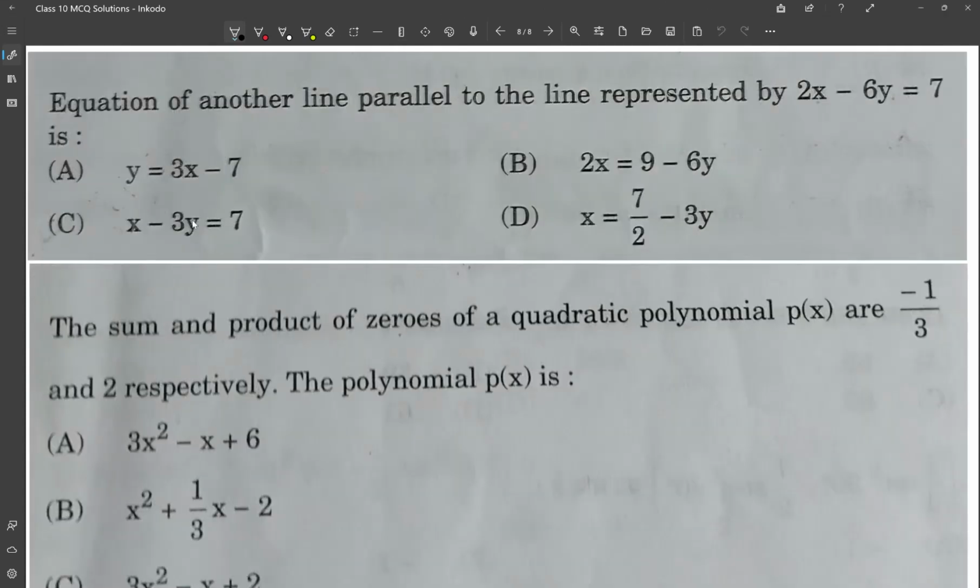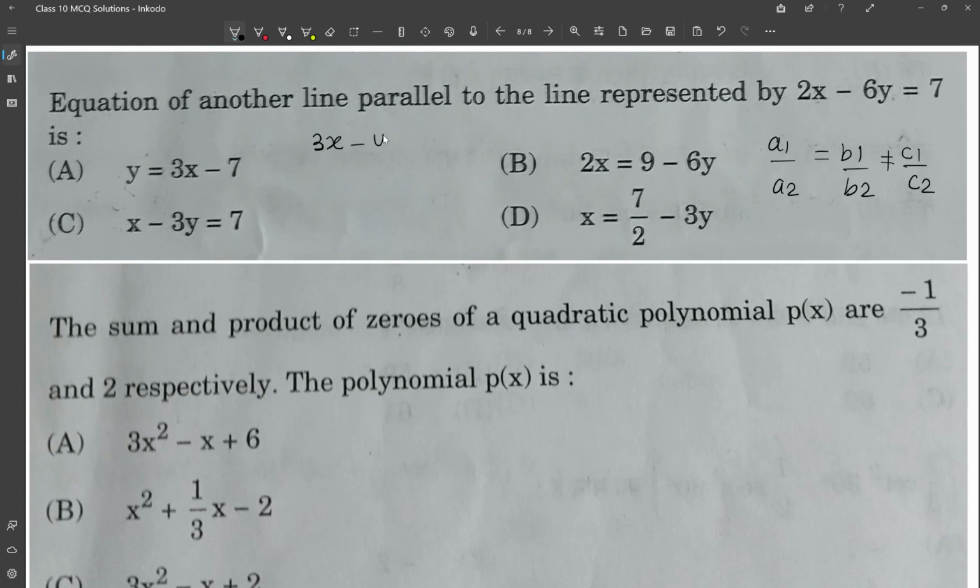On to the next question. Equation of another line parallel to the line represented by... If two lines are parallel, then you have this ratio: A1 by A2 is equal to B1 by B2, which is not equal to C1 by C2. The constants differ. So we're going to take the ratios here.